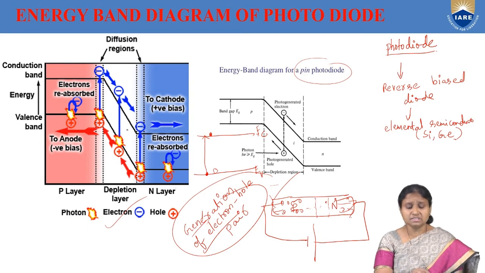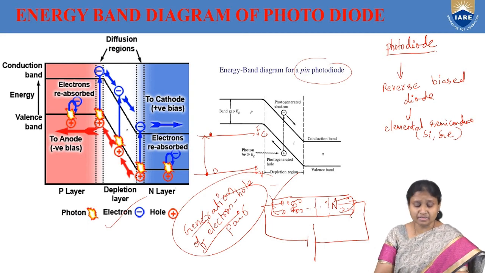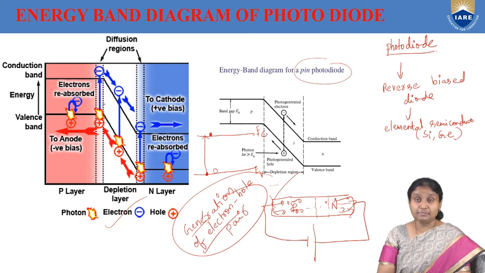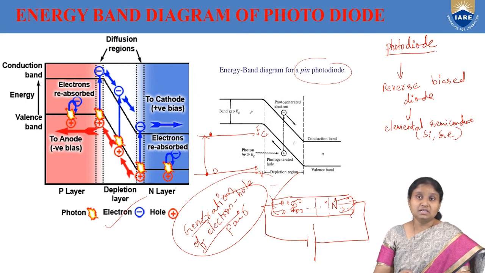Here we are trying to show the same thing in this energy band diagram. This is the P side of the PN junction, this is the N side of the PN junction, and this is our depletion layer. Of course, here it is reverse bias. Reverse bias means the P type of the PN junction is connected to the negative terminal, and the N type of the PN junction is connected to the positive terminal of the battery. And as you can see, the charge carriers are moving away from the depletion layer.